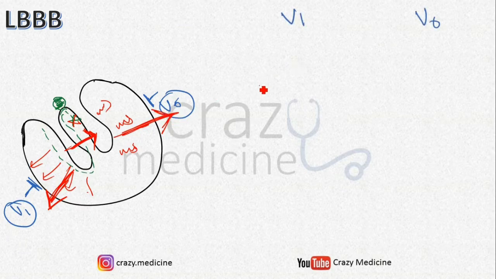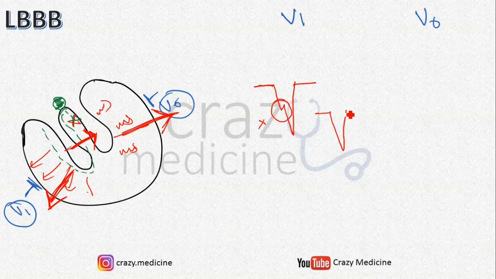So in V1, there will be first a negative deflection due to the septal vector, which is going away. Then there will be a small positive deflection due to right ventricle depolarization, and lastly, due to left ventricle depolarization, whose vector is going away, there will be a negative wave. Usually, the vector due to right ventricle depolarization is not recorded in V1, so there will be a deep S wave in V1. And in V6, there will be an initial positive deflection due to septal depolarization, followed by a negative deflection due to the right ventricular vector, and lastly due to the left ventricular vector which is going towards V6, there will be a positive deflection.